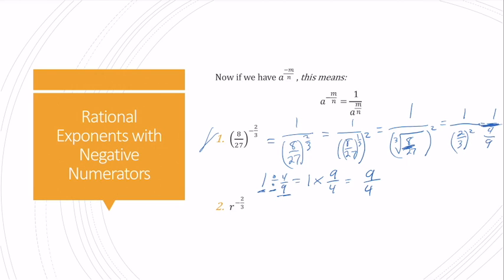Okay? I know this is a much harder example, but I got to show you guys these things in case you come across them. Last but not least, let's just rewrite this in fraction form. So I have 1 over r to the 2/3. That's the same as 1 over r to the 1/3 squared, which is 1 over the cube root of r squared.